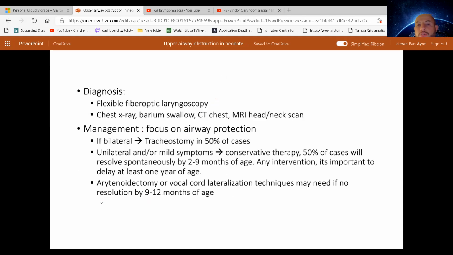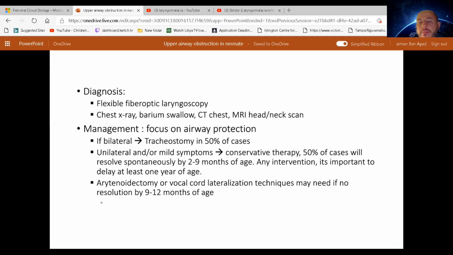How to diagnose vocal cord paralysis? By the fiberoptic laryngoscope, direct laryngoscope. But you also need to make sure that you rule out other causes. You need to do a chest X-ray. Especially if the baby has recurrent aspiration, you may need a barium swallow, which is rarely required. In some cases you also need to do a head and neck scan to rule out other causes. Sorry.